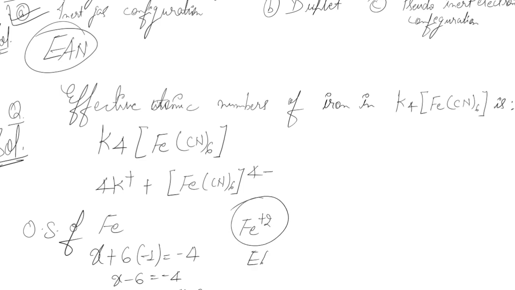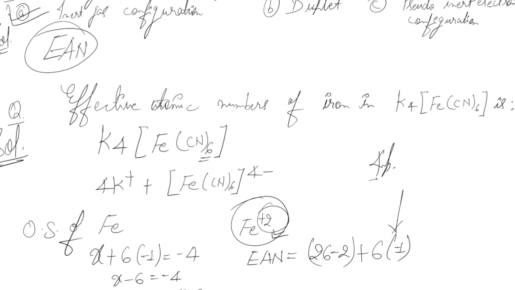So what is the effective atomic number? It is how many electrons the central metal atom has. Iron has 26, but it is losing 2 electrons, so 26 minus 2, plus how many electrons it is gaining from the ligands? 6 ligands. The question is, how many electrons will the cyanide give? It is minus 1. This is important, you should have the idea that the cyanide will give minus 1. So this is your 24 minus 6, so this will be your 18 electrons.